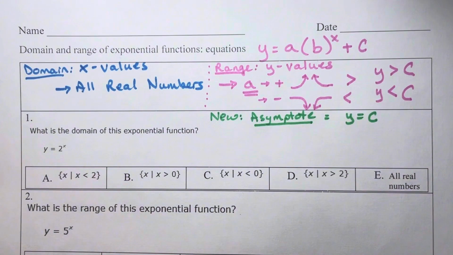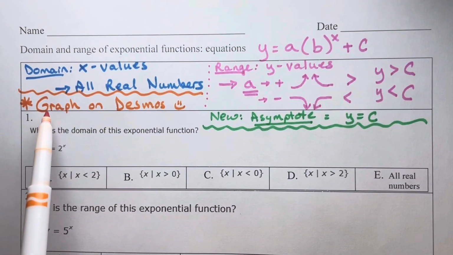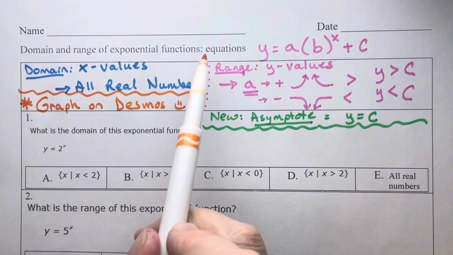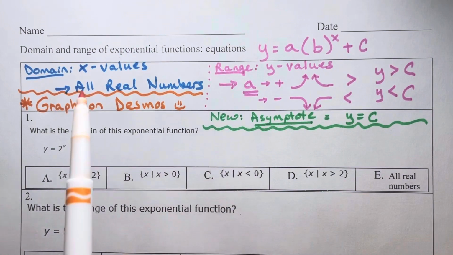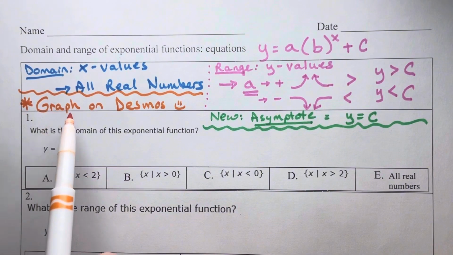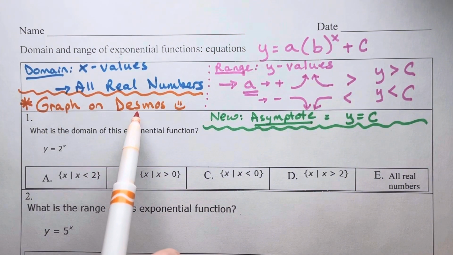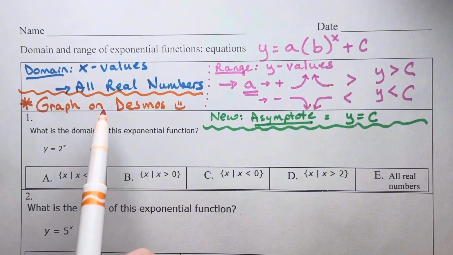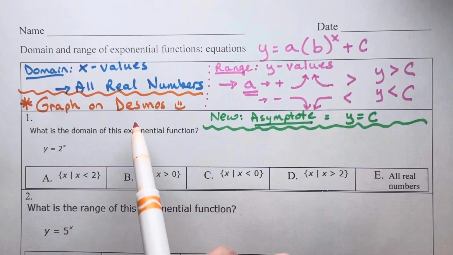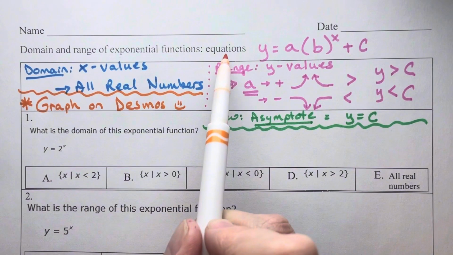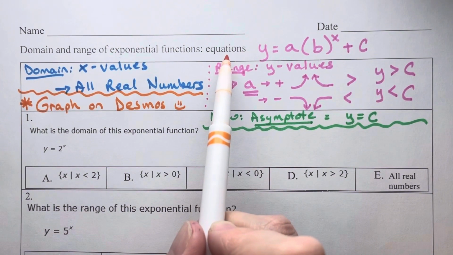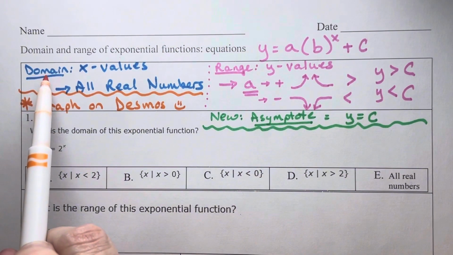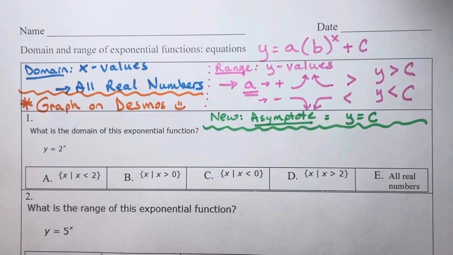Now finally, if you find these equations just too stressful to deal with, you can always graph them on Desmos, like we did in the previous lesson, and then you can have a pictorial version of what is happening for each of these equations, and then you will be able to determine both the domain and the range.